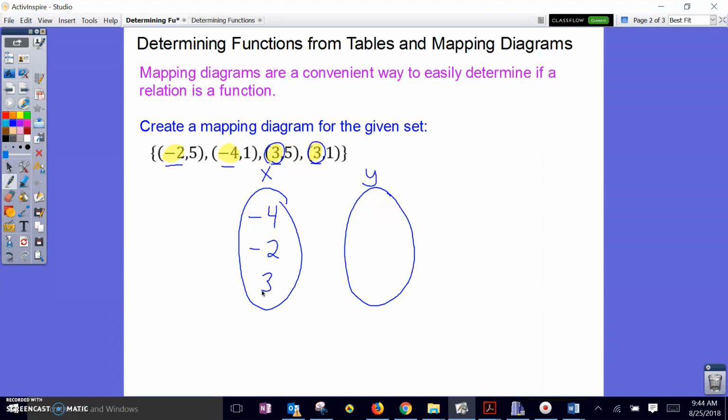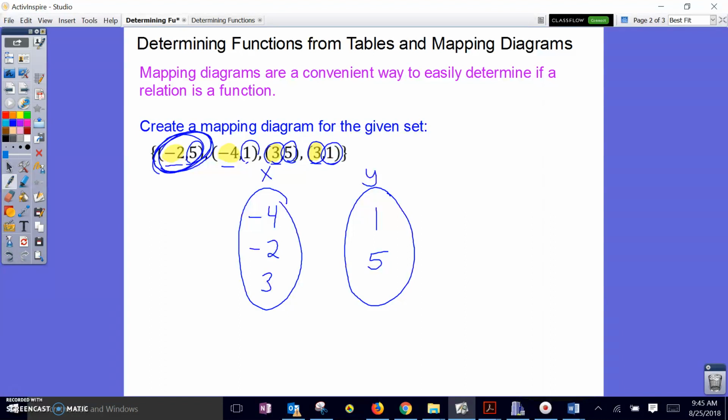I'm going to do the same thing with the y values. We've got 5, 1, another 5, another 1. So I need to write them in order. I only need to write one 1, since we have duplicates, and I only need to write one 5. And then what the mapping diagram does is it shows us how the numbers are paired in the set. If we have an ordered pair, we're going to draw an arrow from the x coordinate in that ordered pair to the y coordinate in that ordered pair.